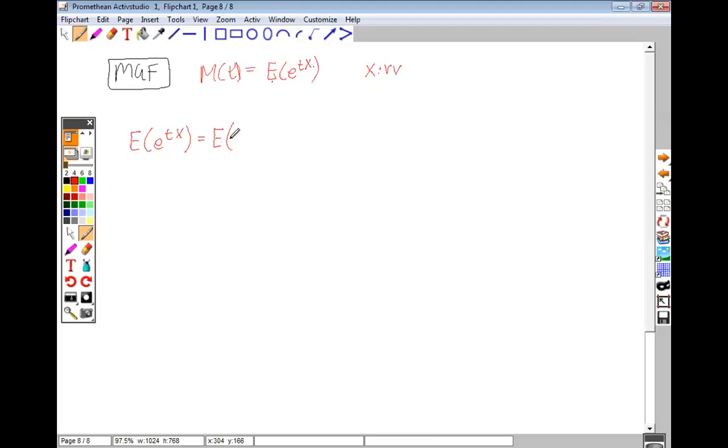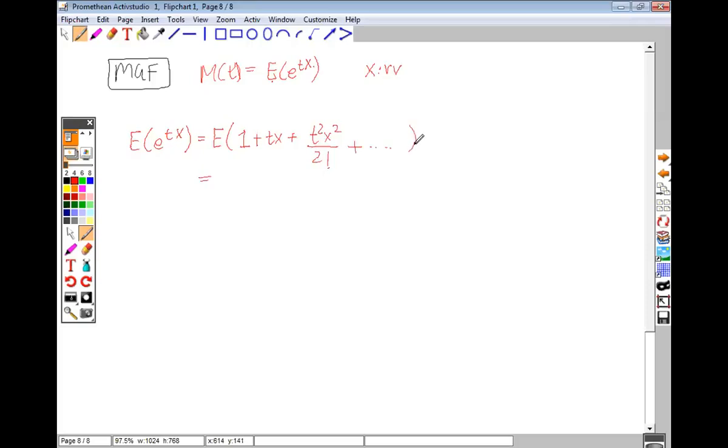Anyone would like to help me with this? 1 plus tx, plus tx the whole square upon 2 factorial, plus tx the whole cube upon 3 factorial, and so on. Yes, exactly. 1 plus tx plus (tx) squared upon 2 factorial, and so on plus (tx) cubed upon 3 factorial, and so on till infinity, right?